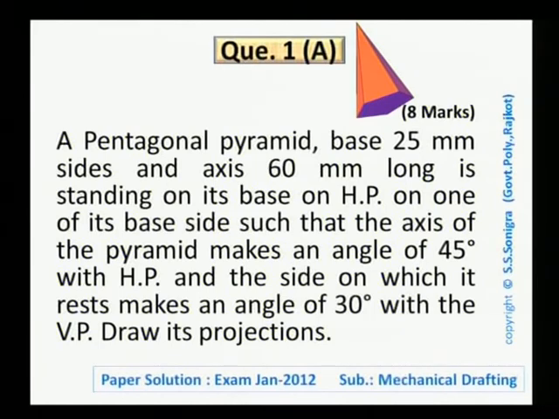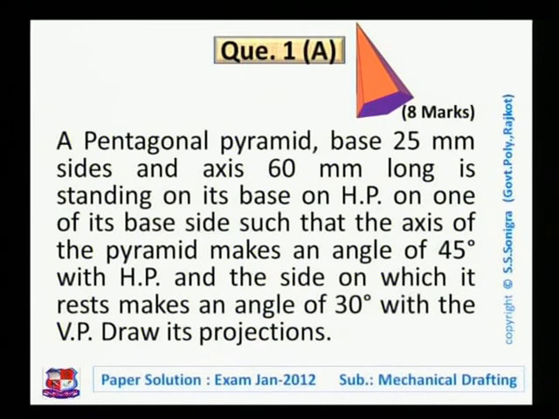The first problem of the question paper, which is asked for 8 marks, is about a pentagonal prism. A pentagonal prism, base 25 mm sides and axis 60 mm long, is standing on its base on HP on one of its base sides, such that the axis of the pyramid makes an angle of 45 degrees with HP, and the side on which it rests makes an angle of 30 degrees with the VP. Draw its projections. Here in this case, a pentagonal pyramid is given.